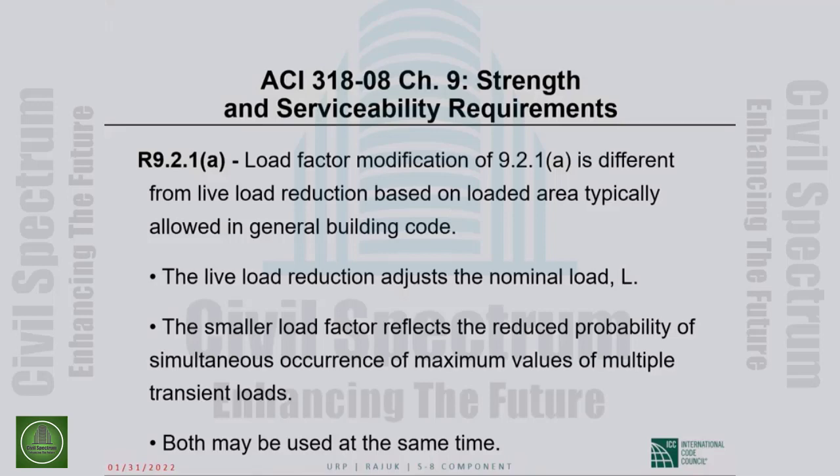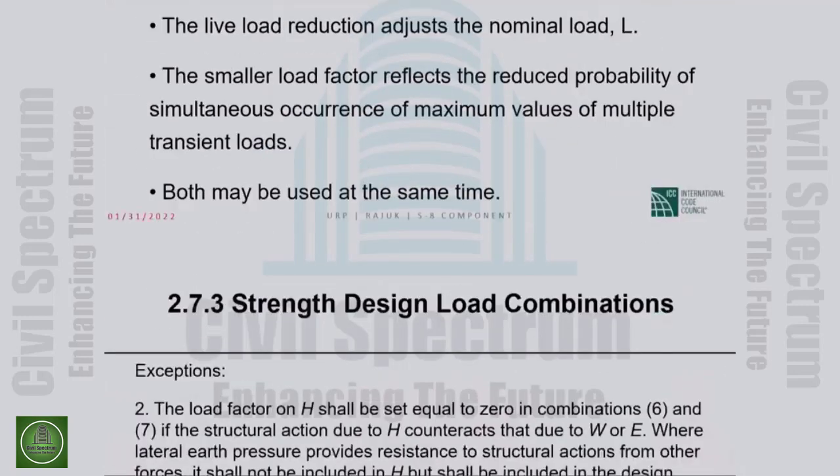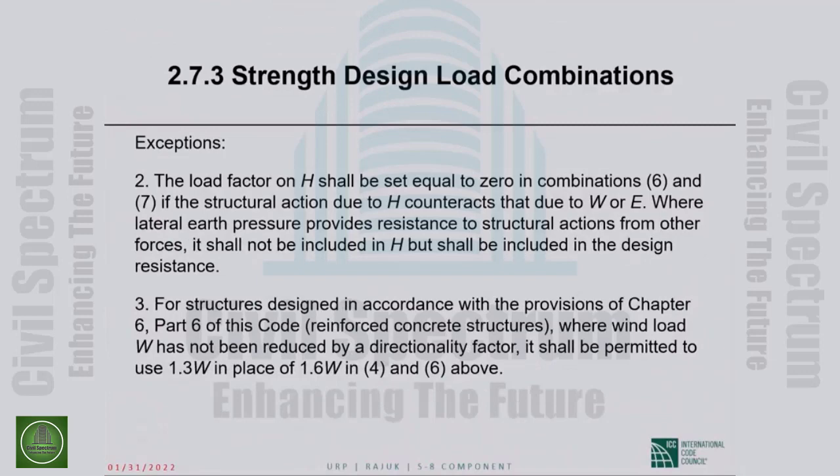So the live load reduction and the lower load factor on live load account for different things. So both may be used at the same time. Absolutely nothing wrong with that. Okay, you take a 0.5 load factor on top of reduced live load. Okay, then that was the first exception, that the live load factor may be taken equal to 0.5 instead of 1.0 under most circumstances.